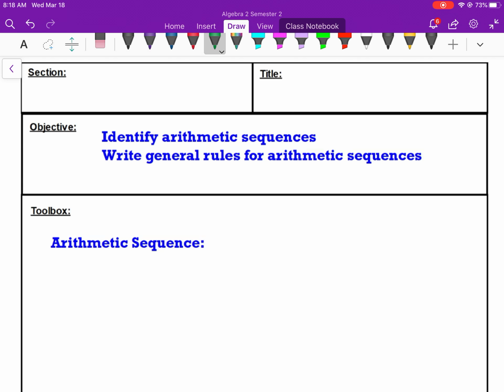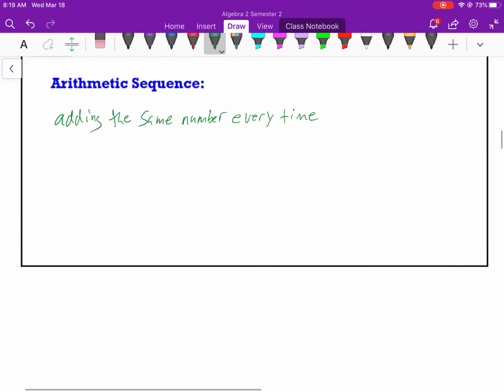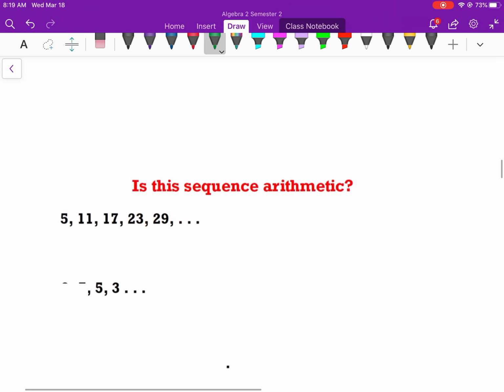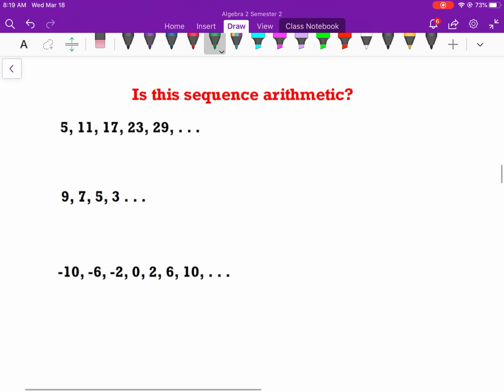Okay, and again, in an arithmetic sequence, we're going to be adding the same number every time. Now, it could be subtracting, but again, you can think of subtracting as adding a negative value. So that is our indicator for an arithmetic sequence.